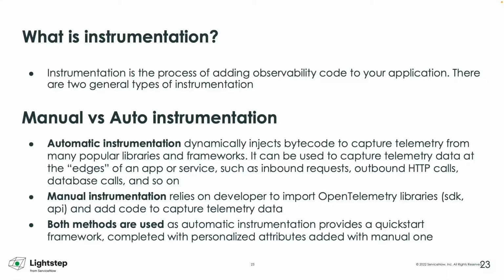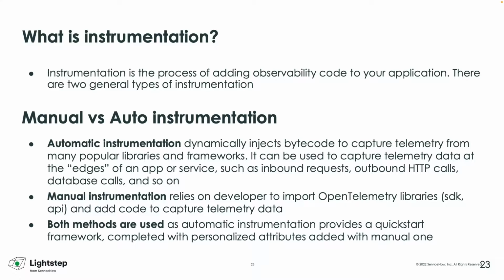Instrumentation is the process of adding observability code to your application. This observability code is used in order to add specific attributes, add information, or add log events into your code that will be visible in your traces or that will be visible as metrics for your application. There are 2 types of instrumentation.